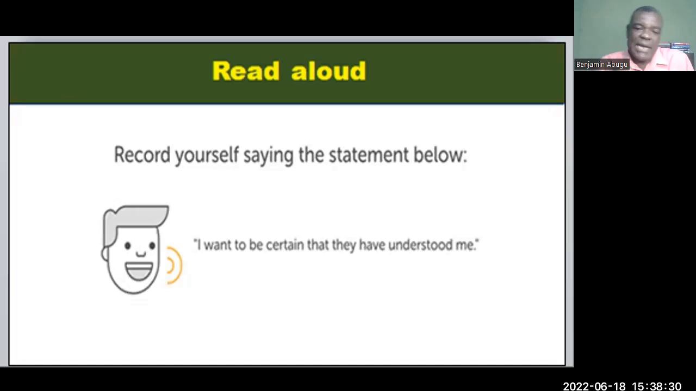Now, let's look at the statement before us. I want to be certain that they have understood me. Say it as naturally as possible, and don't speak as somebody who memorized something. By the way, the statement you are given appears on the screen, so you can look at it as you say the statement. So that makes it easier.